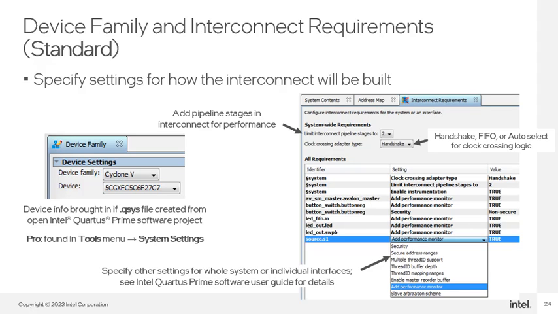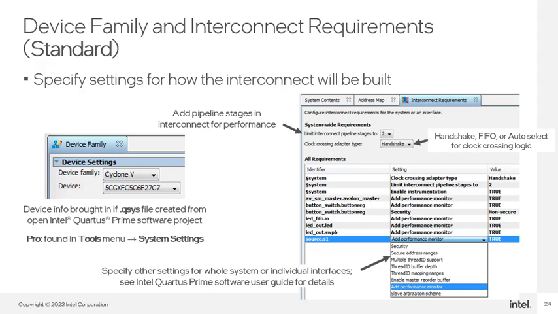On the Device Family tab, make sure your target device family and part number are set correctly. If the system was created from an open Intel Quartus Prime project, which is a requirement for Platform Designer in the Intel Quartus Prime Pro Edition software, this information should already be set correctly.